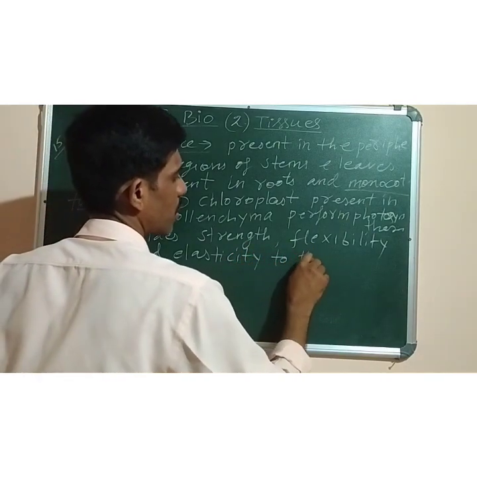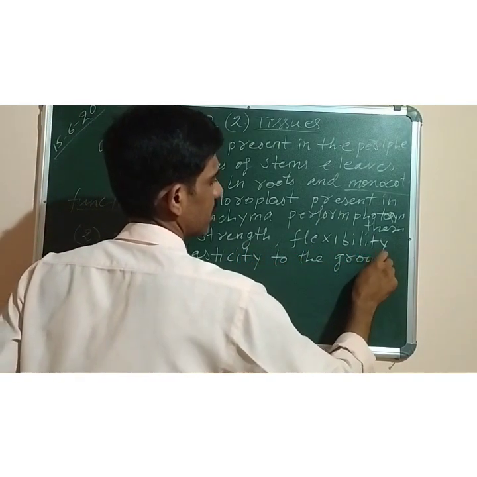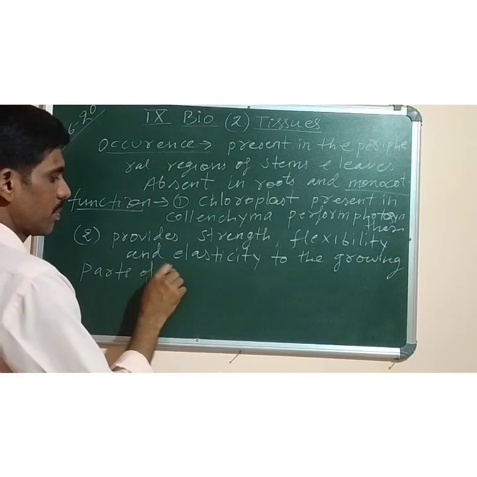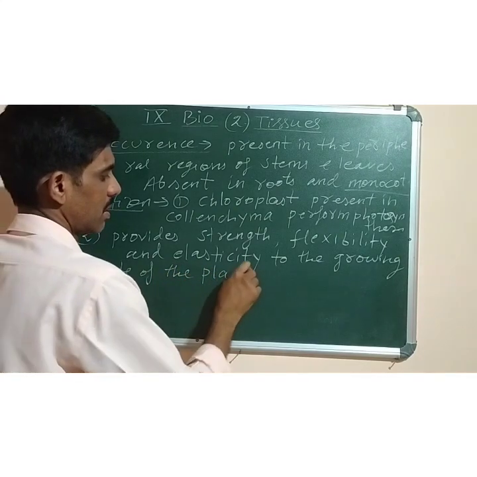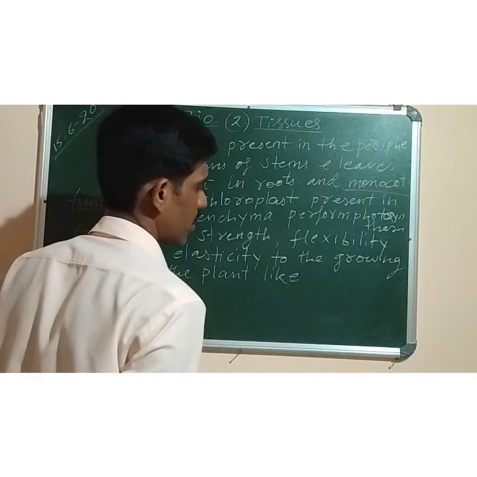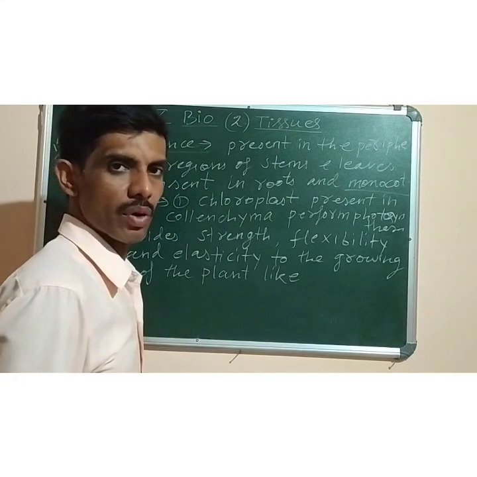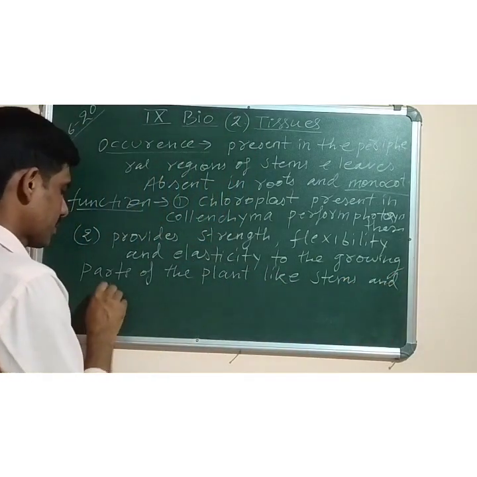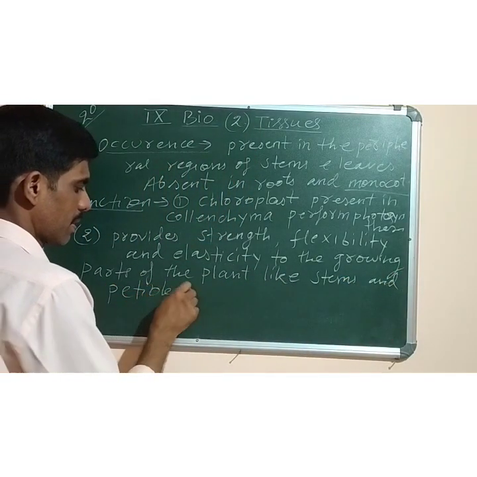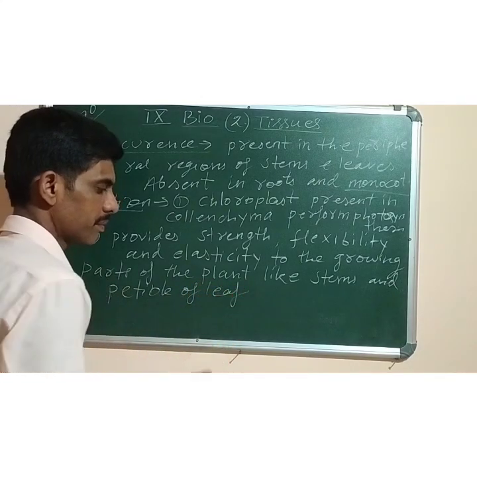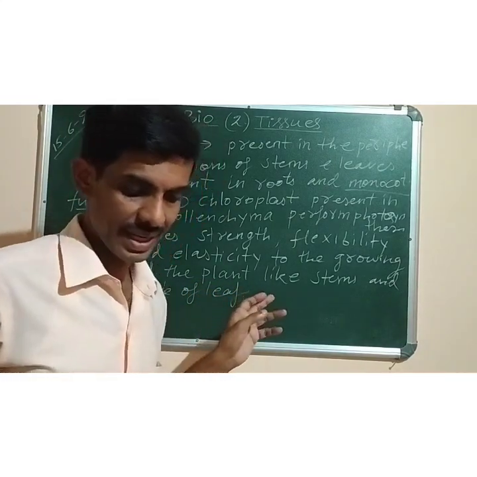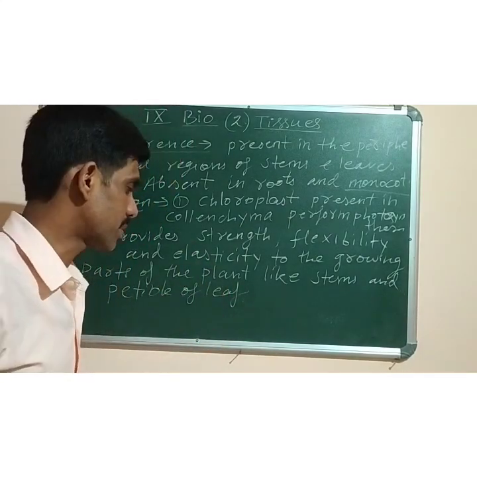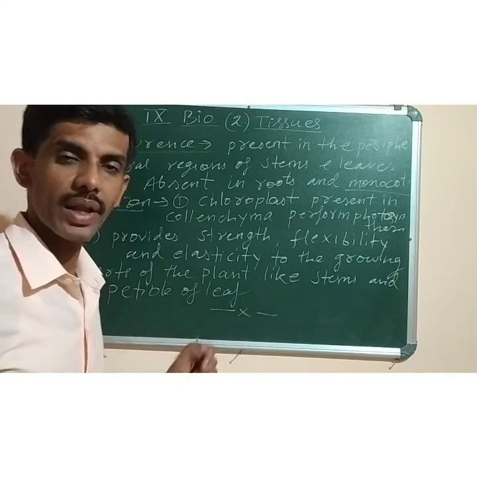To the growing parts of the plant, like the petiole of the leaf and the stem, like the tip of the stem and the petiole of the leaf. So these are the two functions I said: it provides elasticity in the growing parts like the young stem and petiole of the leaves. So with this we have completed only collenchyma tissue.